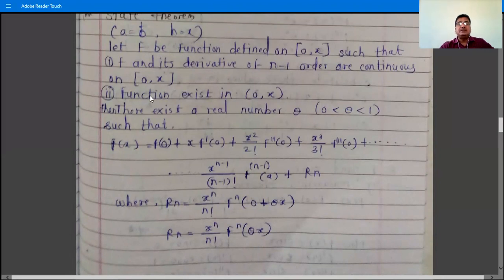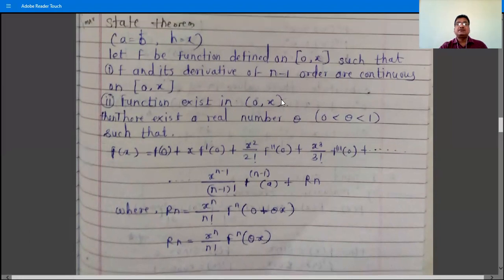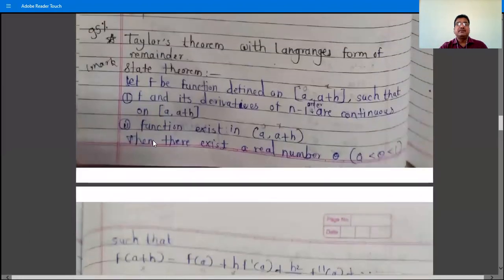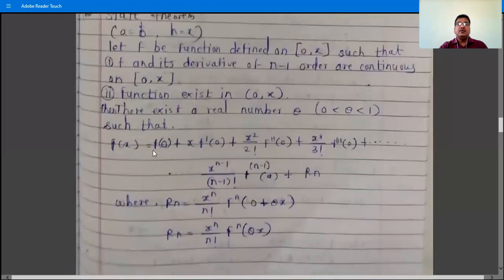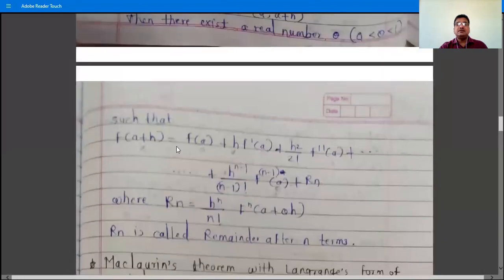So the correction is at this place. In the place of function f raised to n, either write that n in bracket, that is the nth order derivative, exists in 0 x, and here is also the correction. In the place of function, f raised to n exists in a plus h. Then what is the statement? In this statement, a as 0 and h as x.